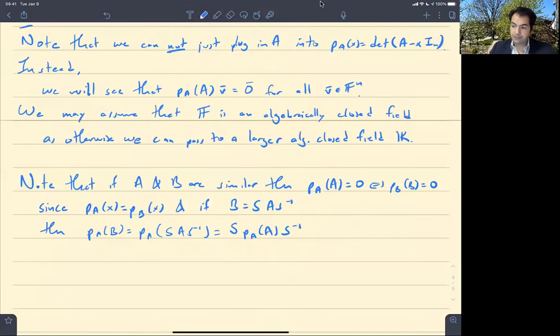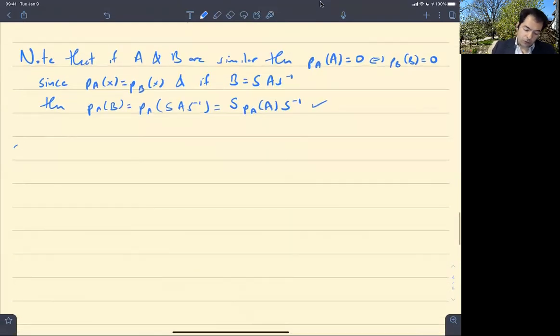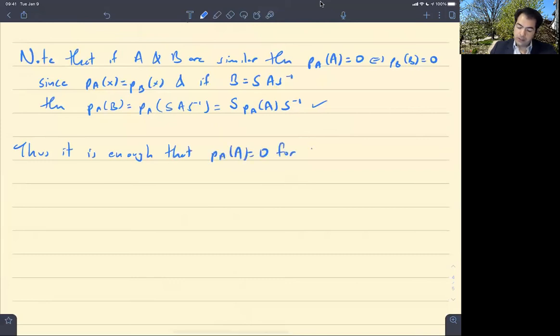So in particular, if P_A of A is equal to 0, then P_A of B is equal to 0, but that's the same since P_A is the same as P_B, as P_B of B equal to 0. Okay, so where does that get us? Well, since we're working over an algebraically closed field and we're allowed to pass to similar matrices, it's enough to show that P_A of A is equal to 0 for A upper triangular.